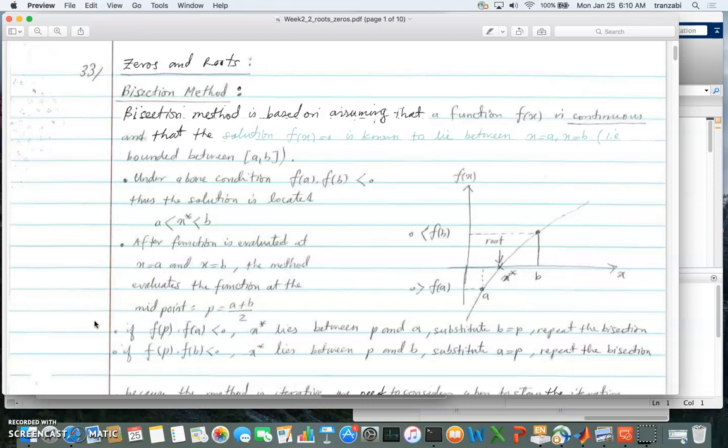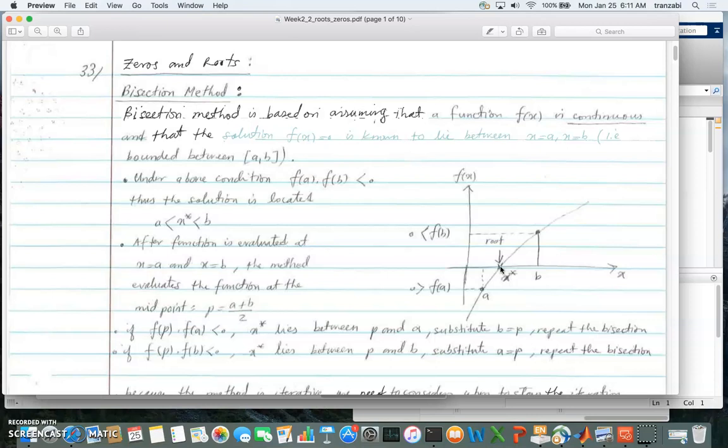So in this method, pictorially, if you look at the function, let's say this is the function that I'm looking at, and this function hits the x-axis at some point, and we want to find this point, which is the zero of this function, or where the function becomes small or 0.